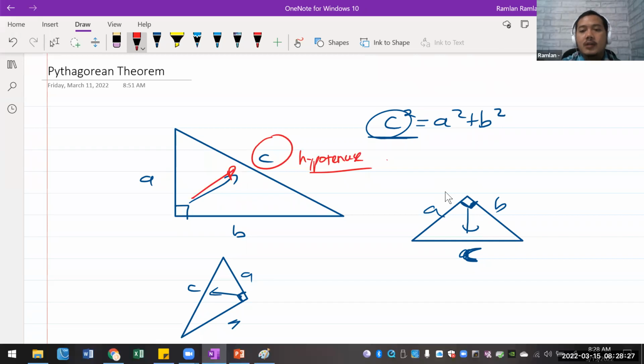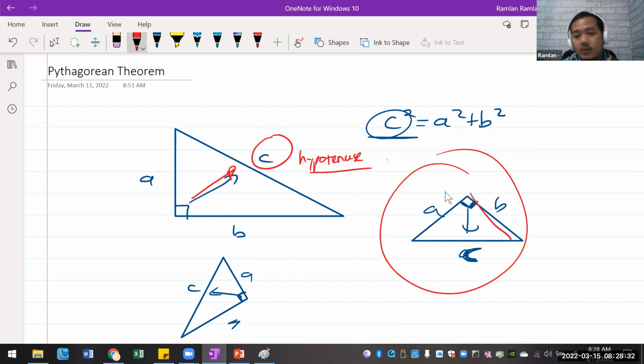So for this triangle here, guys, the hypotenuse is not this one, although you might say, Pak, itu kan sisi miringnya sebelah situ. It's not that. It's the one in front of the 90 degrees. So this is going to be the c. The same thing with this triangle. The right angle is here, so the c is going to be here.